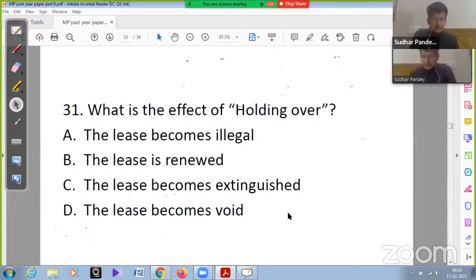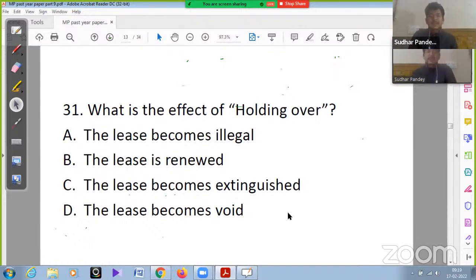Ankita Gupta, Harshvardhan, both of you are correct. Question 31. What is the effect of holding over? Holding over under section 116 of the Transfer of Property Act is what this talks about. A, the lease becomes illegal. B, the lease is renewed. C, the lease becomes extinguished. And D, the lease becomes void.